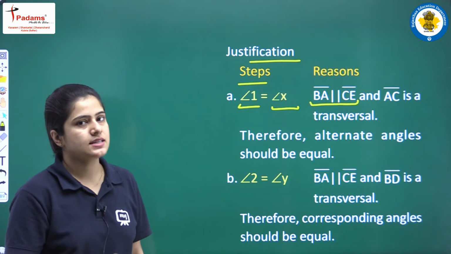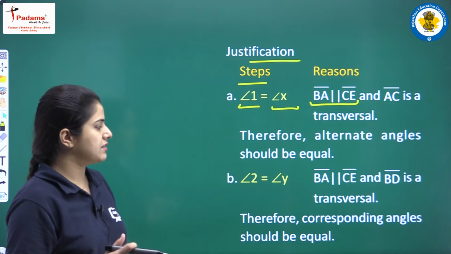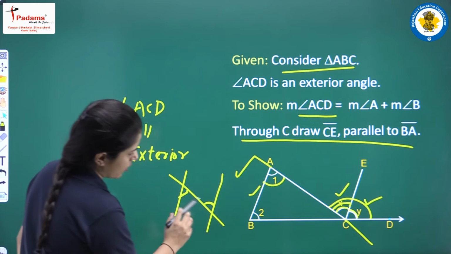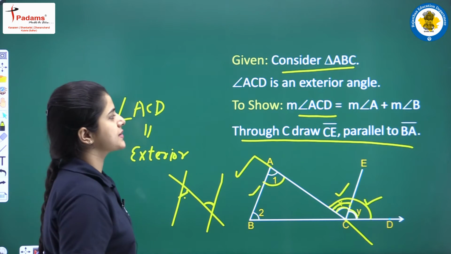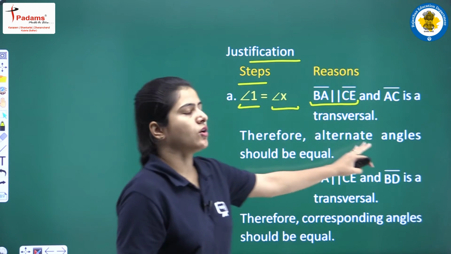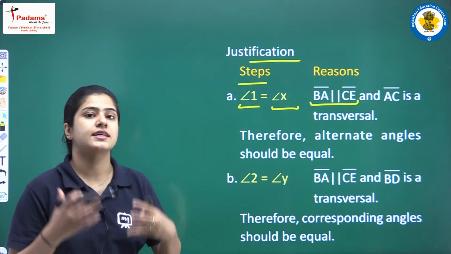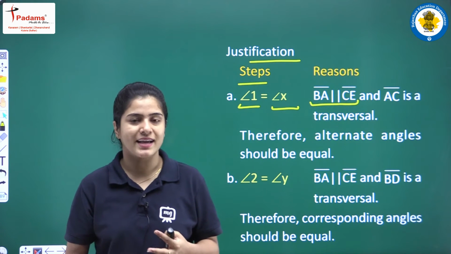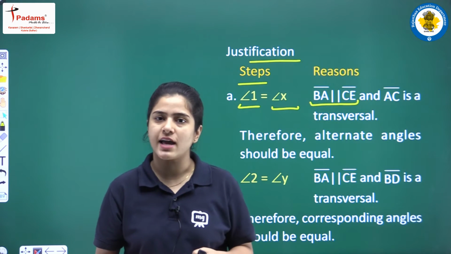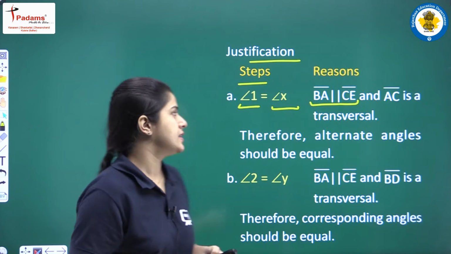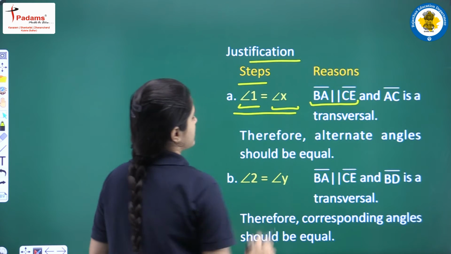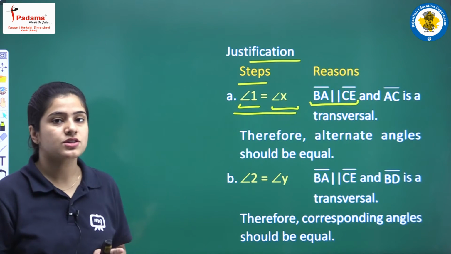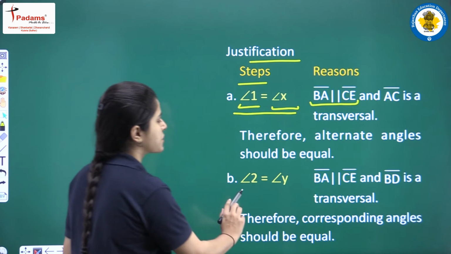Why? Because these are alternate angles. Okay students, have a look. They are forming alternate interior angles, right? That means that when the lines are parallel and the transversal is cutting those lines, then our alternate angles should be equal. Okay, so this is the first justification. Okay students, now from the second justification we know that angle 2 is equal to angle Y.